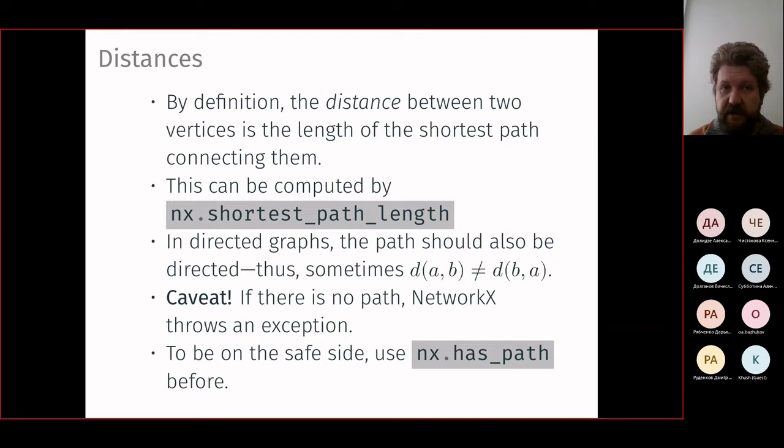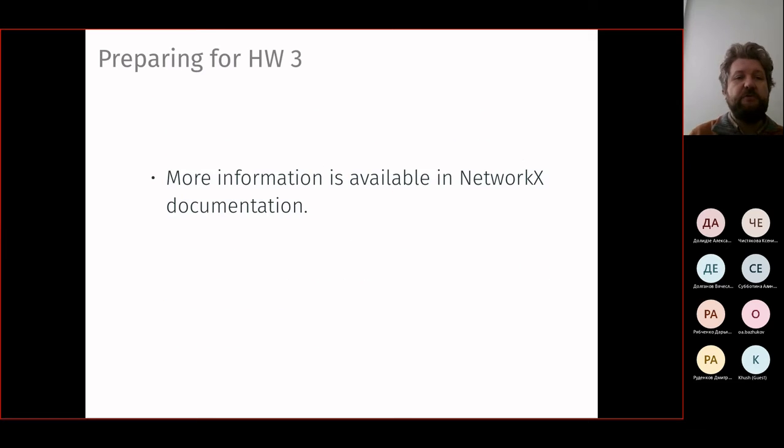Inside this NetworkX, of course, there's much more. When preparing for homework number 3, I advise you to consult the NetworkX documentation, which is of course available online. Many things which are useful for you can be found there.